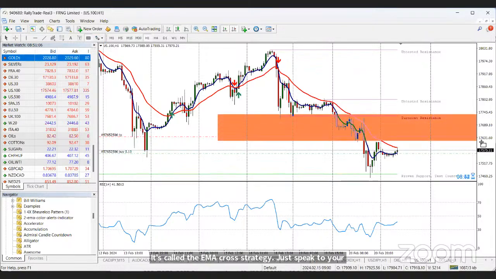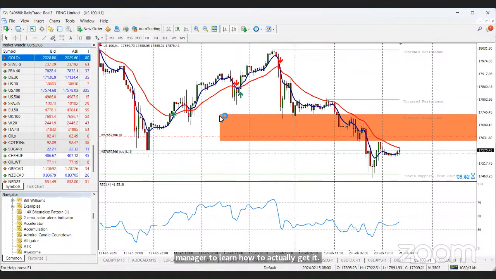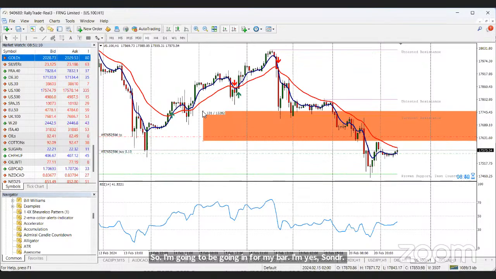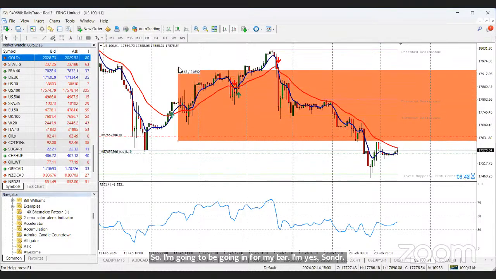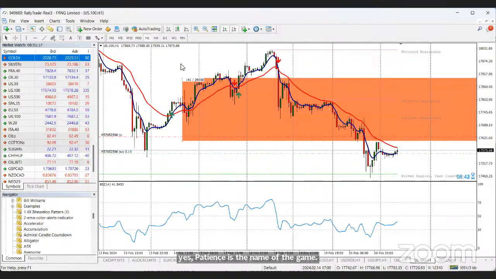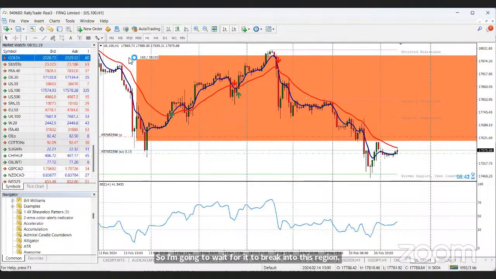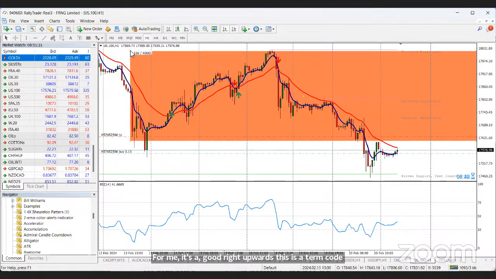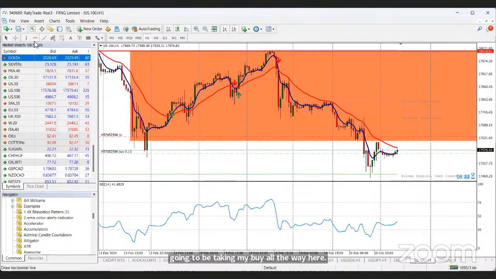So I'm going to be going in for my buy on US 100. Patience is the name of the game. I'm going to wait for it to break into this region. For me, it's a good ride upwards. This is a turncoat, untested. They are not so very strong. So I'm going to be taking my buy all the way here. However, like I always say, you do not have to wait for it to get to the end. If you have good money, take your money and go. Let's not be greedy in this market.